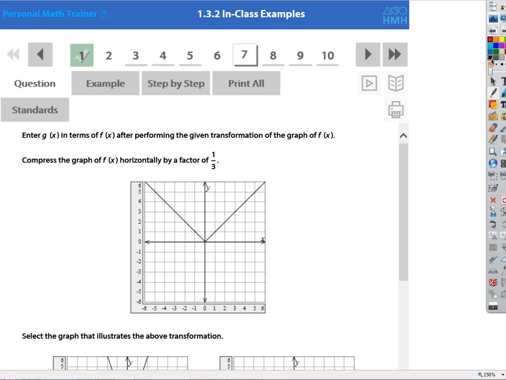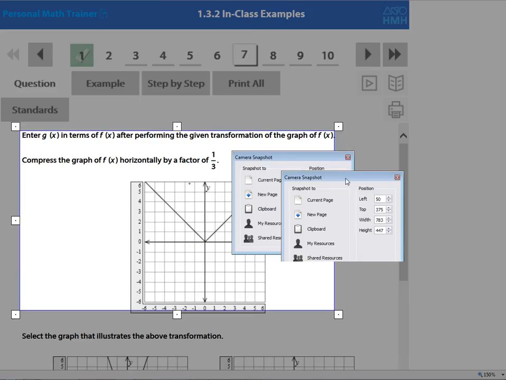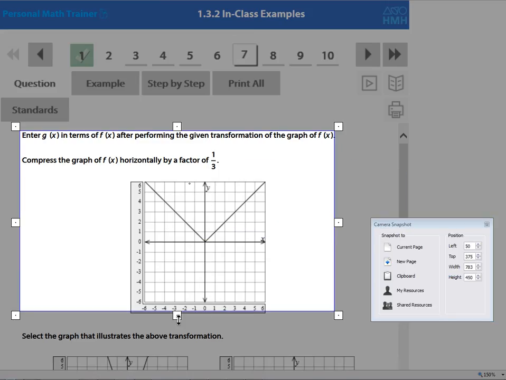Okay, so let's go through our little process. I know this is a little repetitive, but if you can just get this process down, you're going to have an easy time on this test that's coming up.